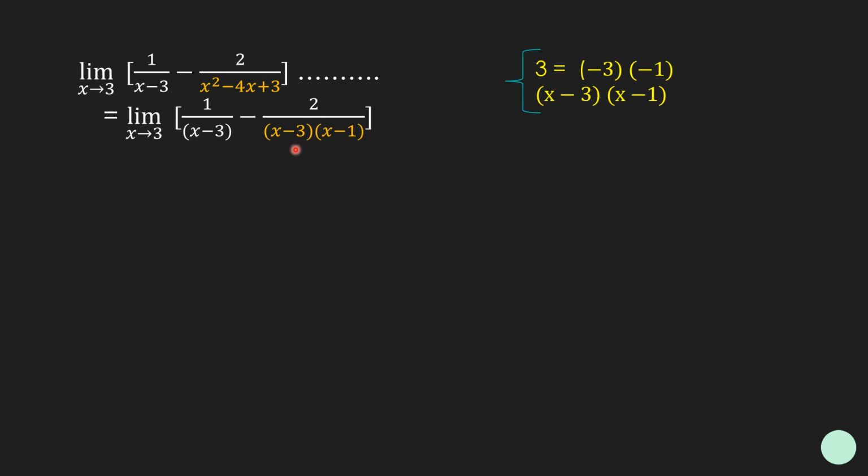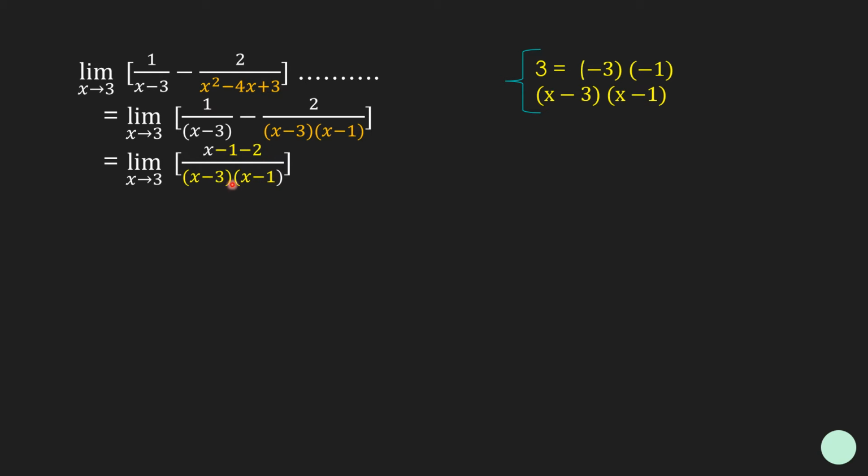Here we find that x minus 3 into x minus 1 is the common denominator of these two things. So, in order to solve it further, we will write the limit as x minus 1 minus 2 over x minus 3 into x minus 1.